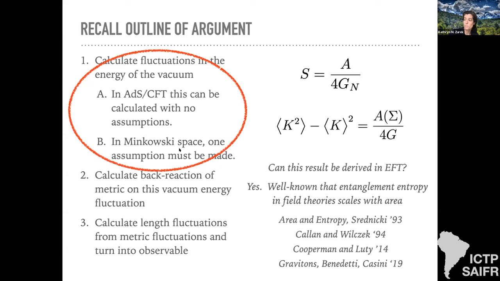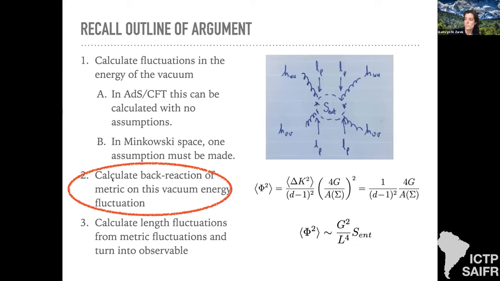From my perspective, one can make a strong case that even in flat space, one has a similar type of horizon entanglement entropy, and I think there's a long history in the literature that supports that point of view. The part I think is harder to accept is not this step. Then you compute the back reaction of the metric in these topological black hole coordinates, which is also a very straightforward step. Phi squared goes like G squared on L to the fourth, and then you get this enhancement of the entanglement entropy. So once you accept step one, even in Minkowski space, this step also follows.